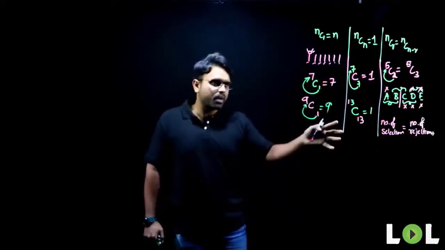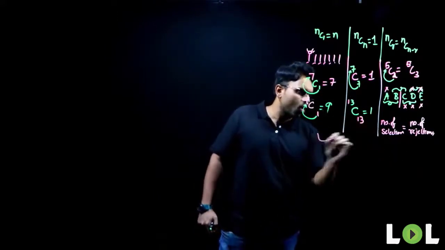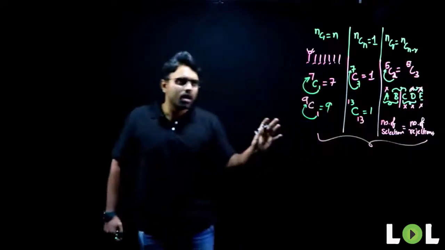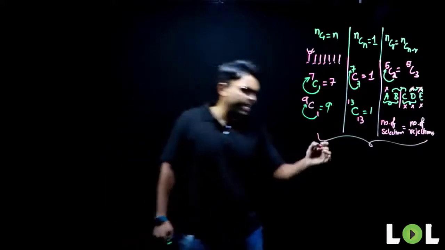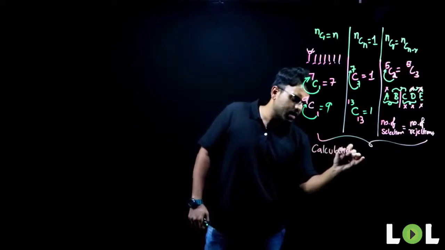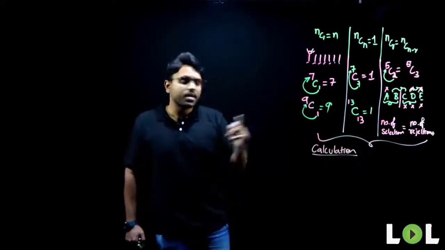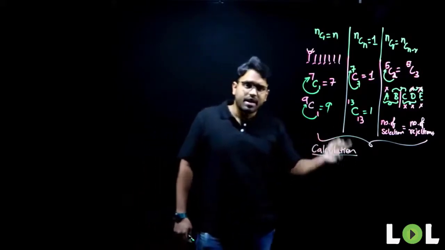This part, everyone could understand the identities here? Are you okay with all these identities? Now, let's move to the calculation part. Calculations I won't be dealing with much because I think you must be knowing it by now. And if you do not know, please take up as many combinations as possible and try to solve them.